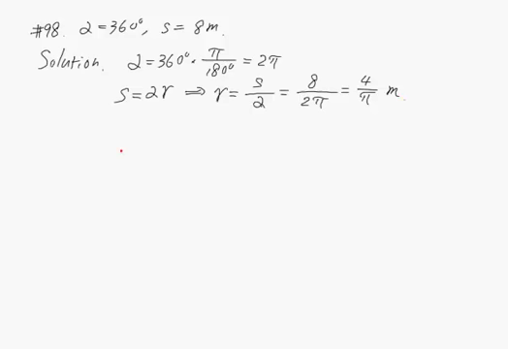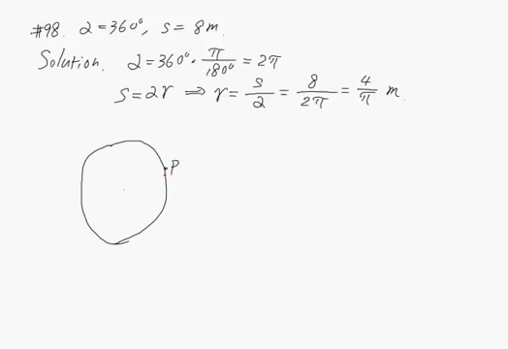Now, suppose we have a point on a circle. We call this point P. And when the circle rotates around its center, this point moves. So we want to find the linear velocity of this point on the circle.